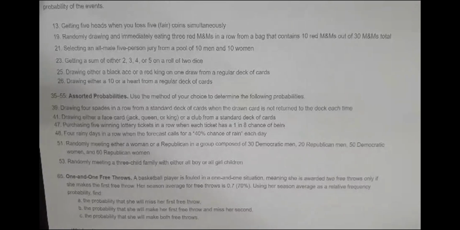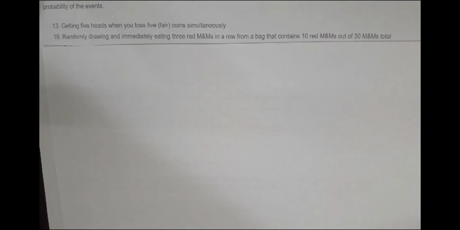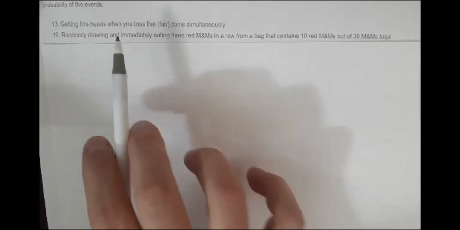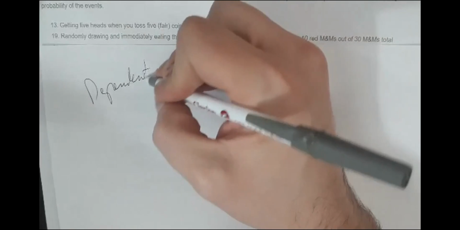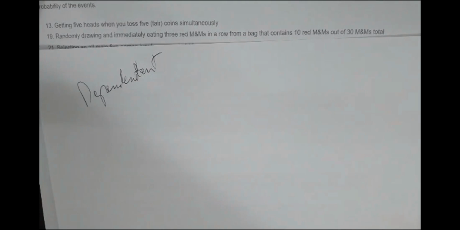If I pull out M&Ms from a bag and I eat them, we want to know the probability of randomly drawing and immediately eating 3 red M&Ms in a row. Is drawing the first M&M going to influence the draw of the second M&M, I guess is my question. Are these independent or dependent? Would it be dependent? These are going to be dependent.